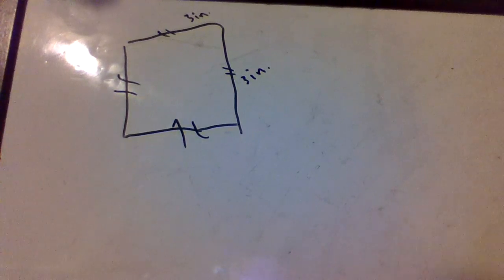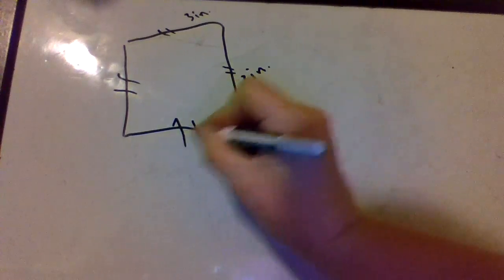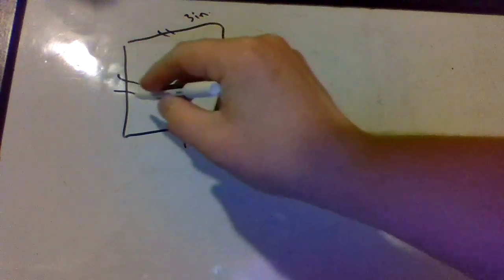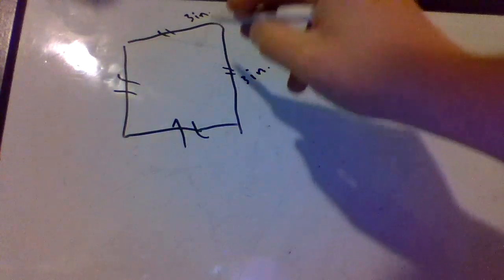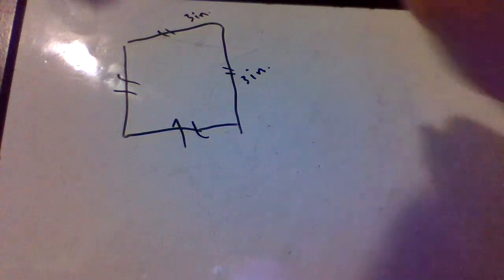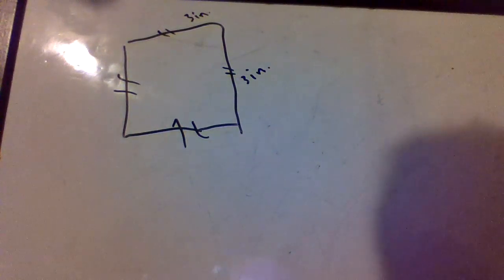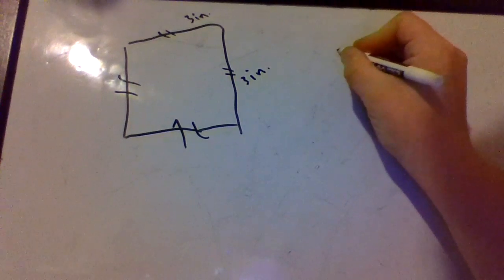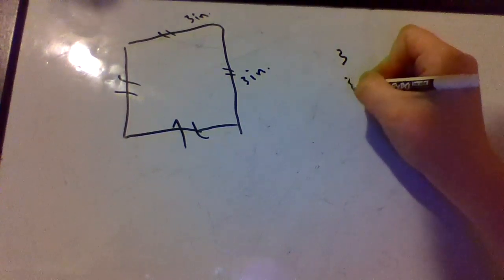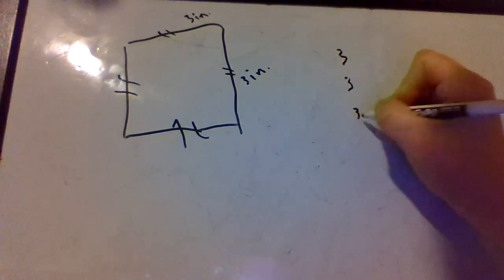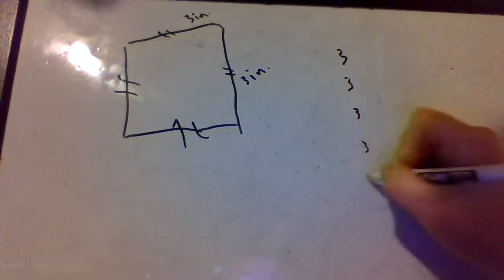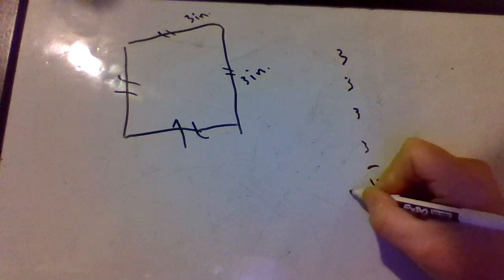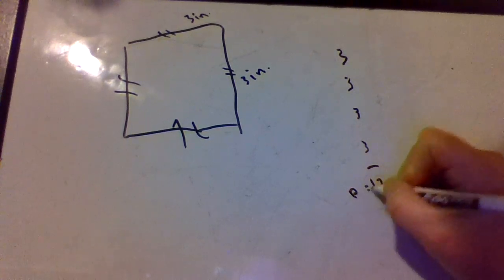Now, the way we find perimeter is by adding all these sides together. So we've got four sides, 3 inches on every side. So we add 3 four times. 3 plus 3 plus 3 plus 3 is 12. So the perimeter is 12.